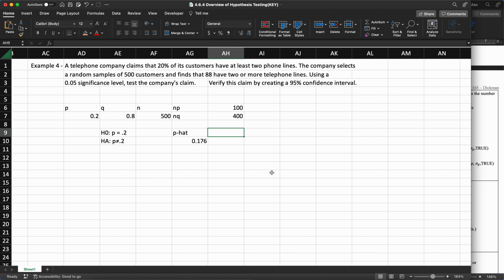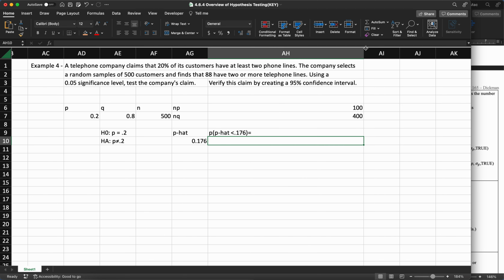And so when I go to calculate the probability that P hat is less than 0.176, why am I using less than? I'm using less than because we always want to go away from mu. So mu, or P in this case, is 0.2. Since this is less than that, I'm going to go less than.